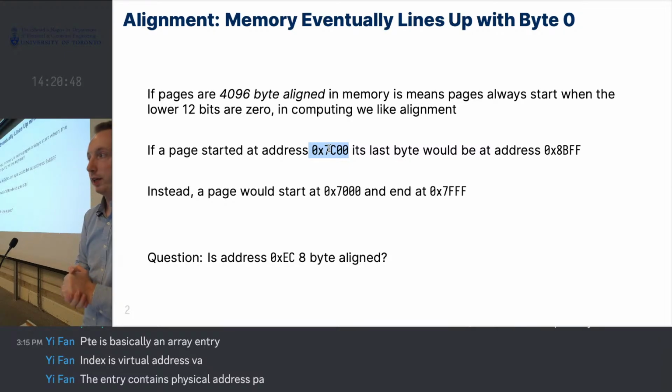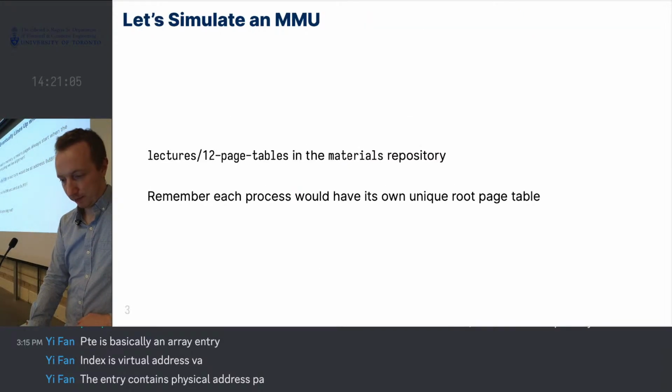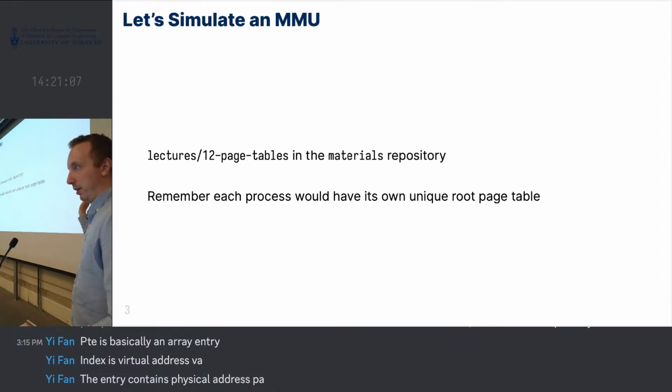So 4096 is just the page size. How did they determine the optimal page size? Or is that more like a hardware question? That's a hardware question. Someone thought that would be a good page size to choose in the 80s, and we still have it today. And it seems to work. All right, we simulated an MMU before, so if we have any more questions, we can go back to it at the end.